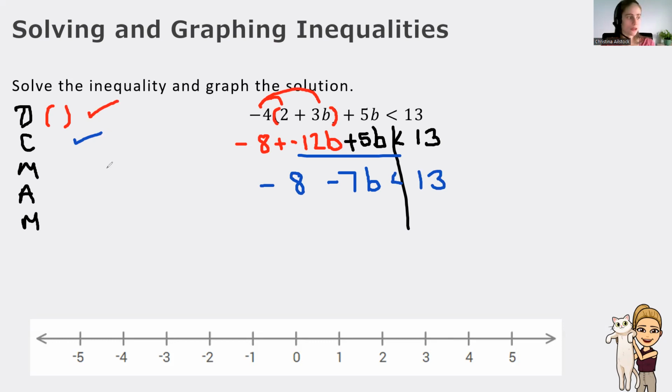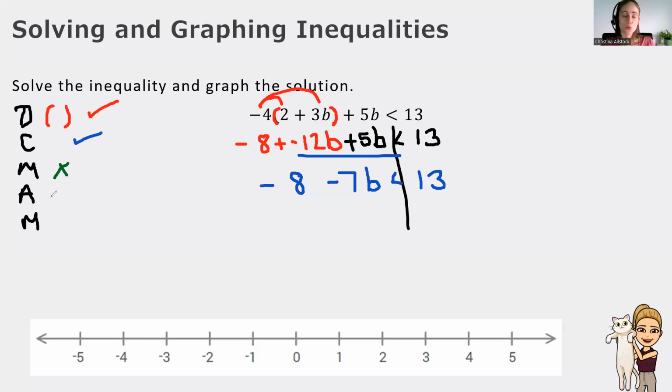Our next step is whether or not we need to move the variable. Well, I only have one variable now. I just have my variable term of a -7b. There's no other variables anywhere else. We don't need to do that step, which means now we're left to what we've been seeing up until this point: add or subtract, then multiply or divide.